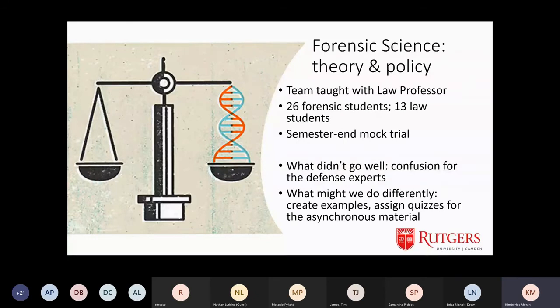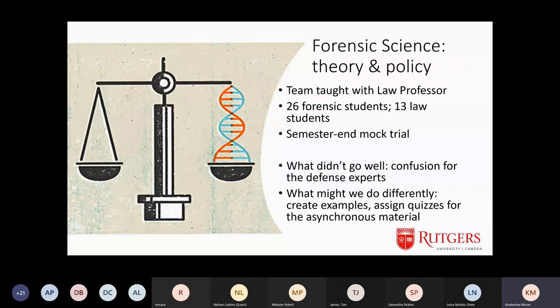It gave the forensic students a much more realistic version of a mock trial, and it gave the law students the experience of questioning a scientific report, because they just aren't trained to do that in law school. Many of them will never interact with an expert report until they are actually working in the professional world. So it was just a really great experience.